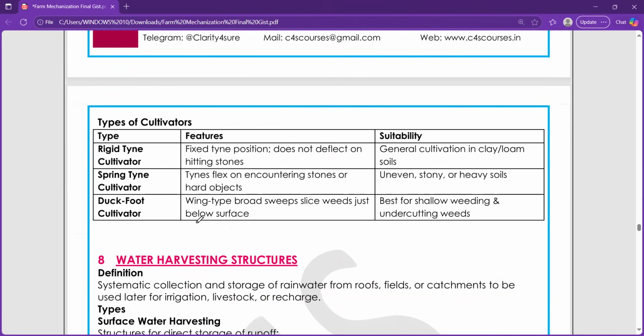The different types of cultivators are ridge tine, spring tine, and duckfoot tine. Just have a glance over the names. That's it, nothing important.